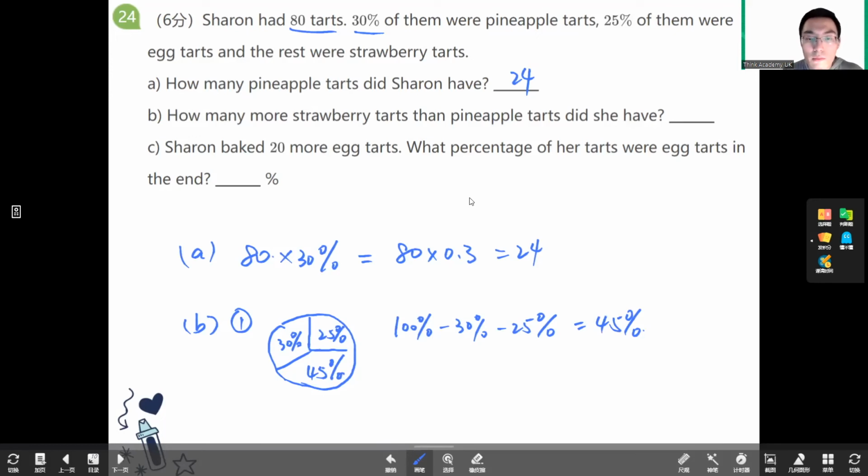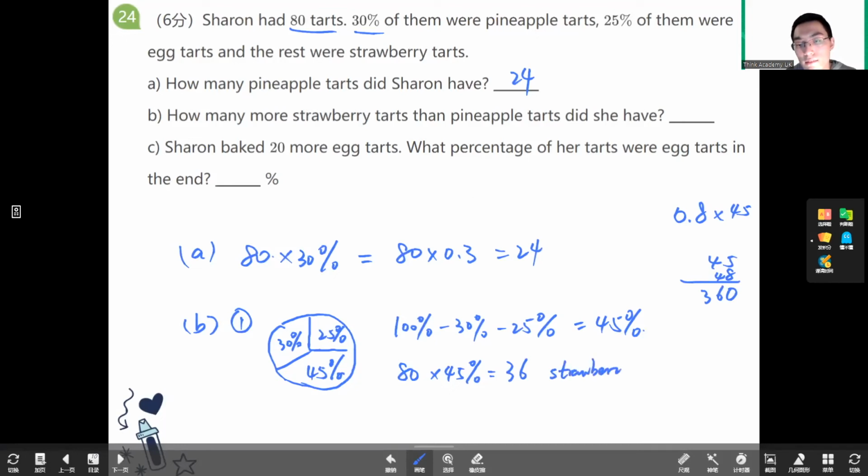Then you can find the actual number by multiplying 80 with 45%, which should be 0.8, because it can be 80 divided by 100 times 45. Let's do 45 times 8, which is 5 times 8, 40. Carry a 4. 4 times 8, 32. 32 plus 4 is 36. So it's 36 strawberry tarts. Then we find how many more strawberry tarts than pineapple tarts: 36 minus 24 gives us 12. This is the answer, and that's method 1.